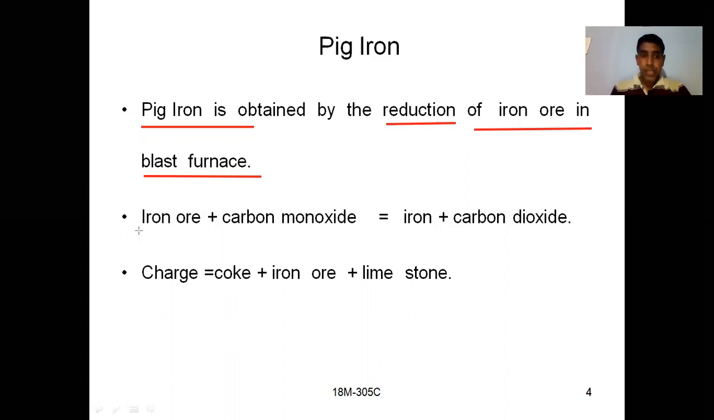If you see here, you are having iron ore and it is reacting with carbon monoxide, and you are getting iron and carbon dioxide. If you see the reaction, the iron ore is reacting with carbon monoxide and the reduction process will take place. Reduction of this iron ore is taking place and you are getting iron and carbon dioxide.